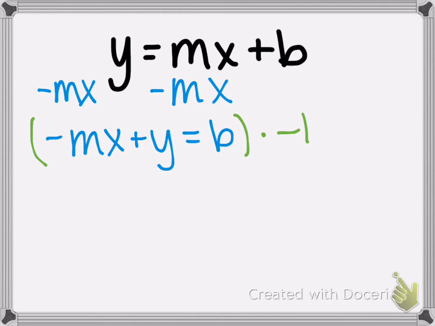Negative mx times negative 1 is positive mx. y times negative 1 is negative y, so that's minus y. And b times negative 1 is negative b.